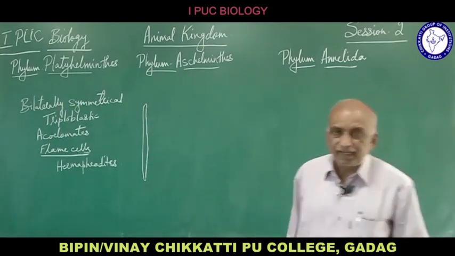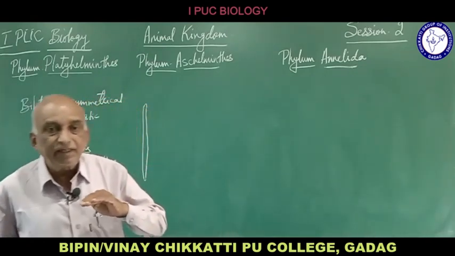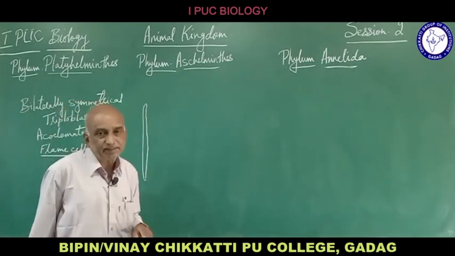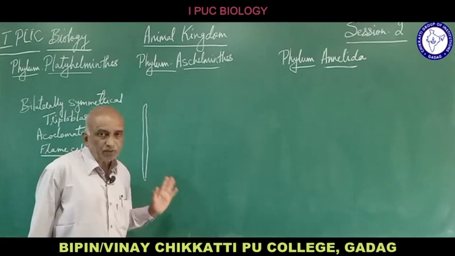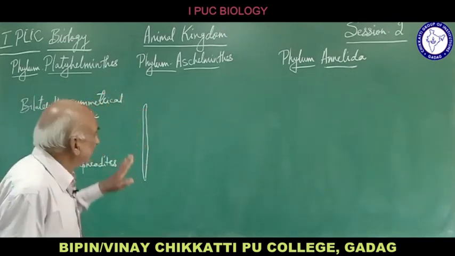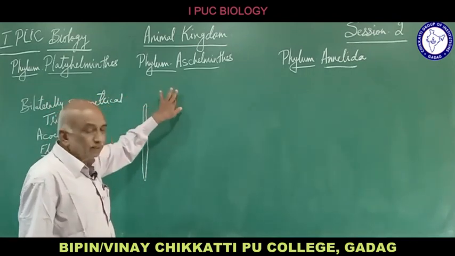Now the body is cylindrical, and the body is covered by a thick cuticle. Most of the animals in this group are parasites: roundworm, hookworm, pinworm, and filarial worm. Many others come under this group. Almost all of them are disease-causing worms.